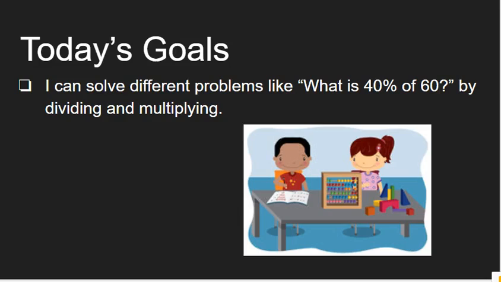Today's I can: solve different problems like what is 40% of 60 by dividing and multiplying. So again, kind of the same I can, but we're going to be looking at different aspects. So make sure you've got your I can, today's date, and page number, and you're all set to go.